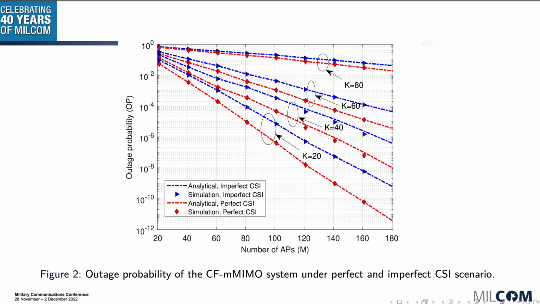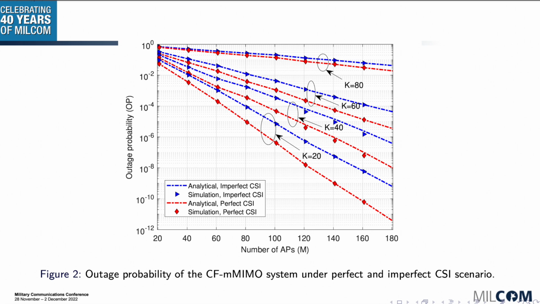Here the figure shows the outage probability of the self-free massive MIMO system versus the number of access points, which is denoted by M, under perfect CSI and imperfect CSI scenarios. In general, to evaluate the system performance using imperfect CSI, we use channel estimation error. Here we consider the channel estimation error for the nth antenna of the mth access point to the kth user channel.